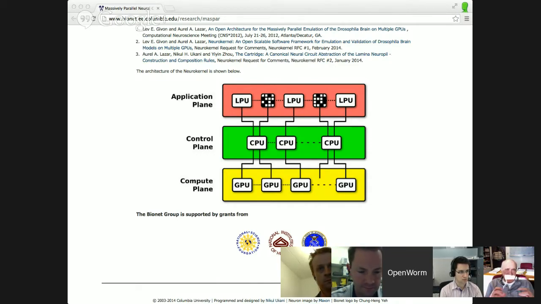And in the neuropil itself, there are something called local neurons. And the way to think about these neuropils, in IT language, is that they are like chips. And chips have an interface, and through the interface, they communicate with the outside world. So the neuropils are essentially interpreted as being chips, and they are called LPUs, local processing units. And that's what you see in the application plane.